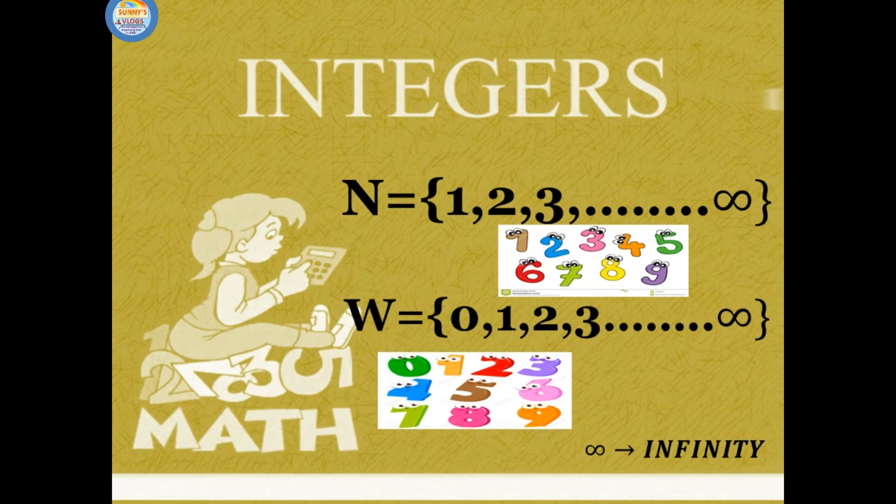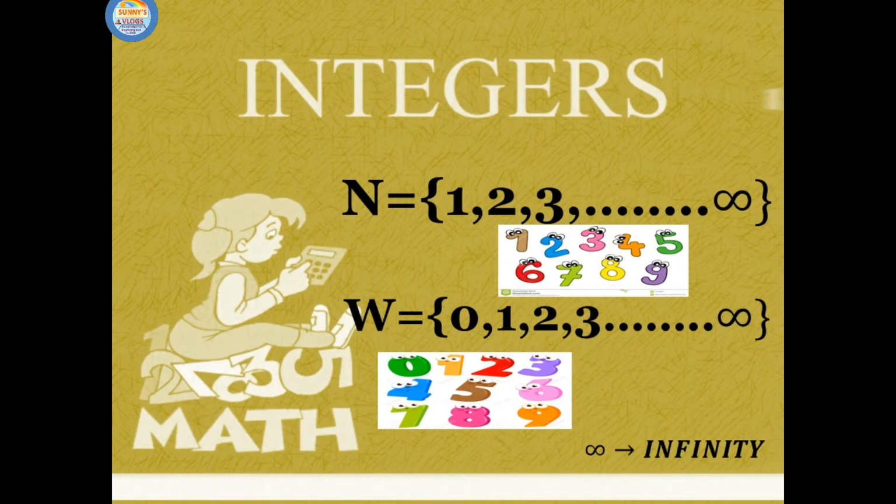Today, let us learn about integers. Before we move on to integers, let us know briefly about natural numbers and whole numbers. What are natural numbers? The counting numbers 1, 2, 3, 4 till infinity are called natural numbers. Infinity means there is no end for the numbers or it is countless.